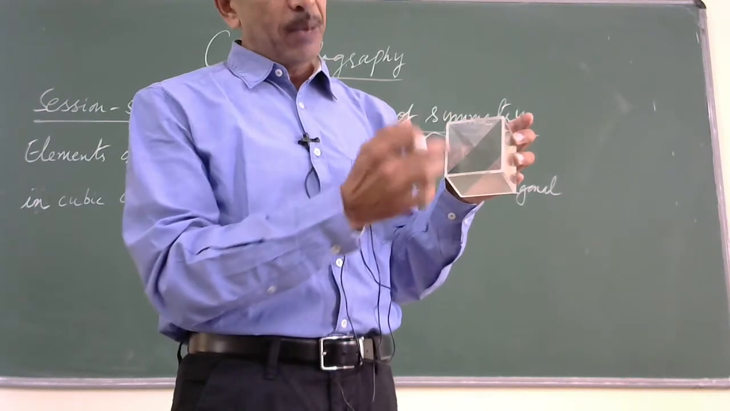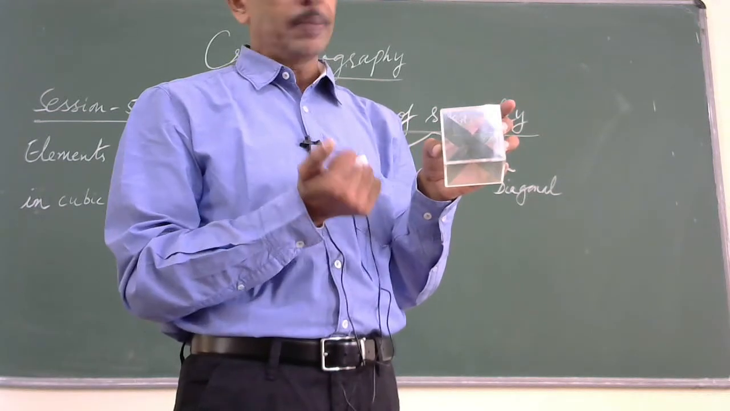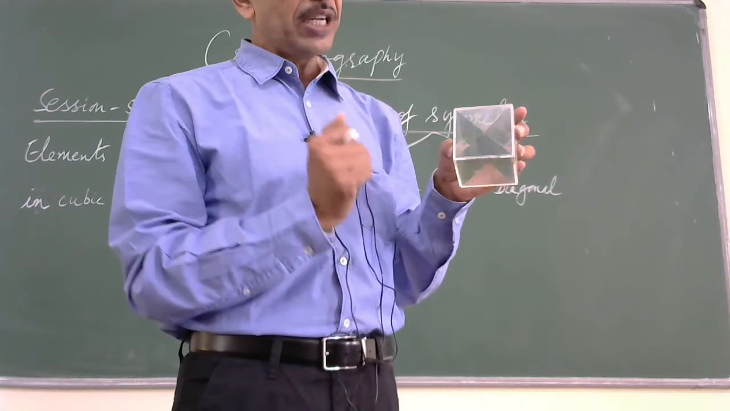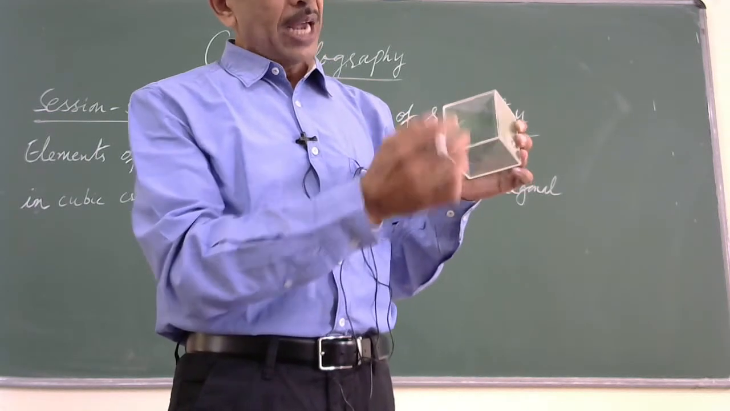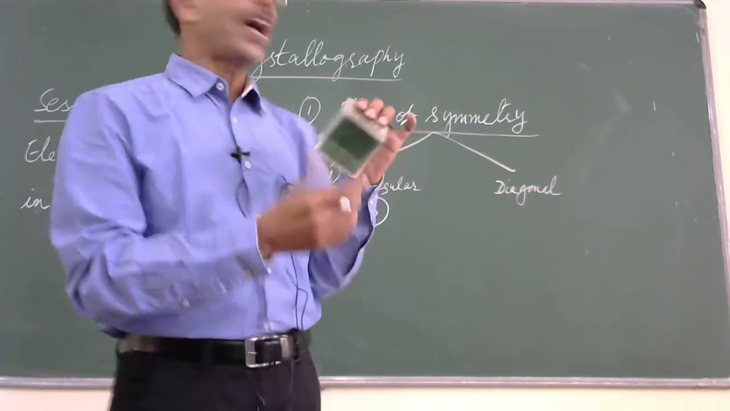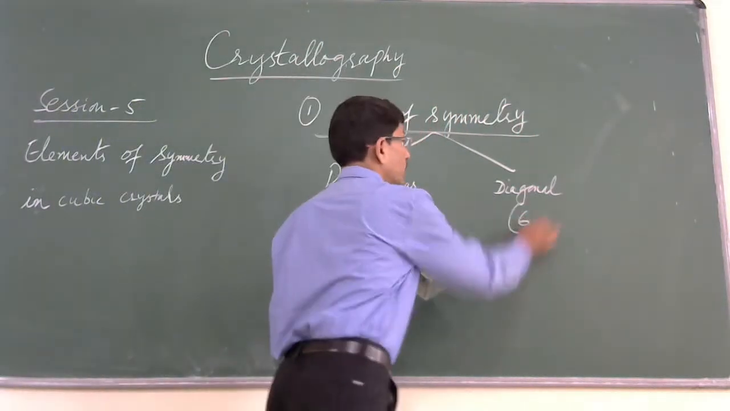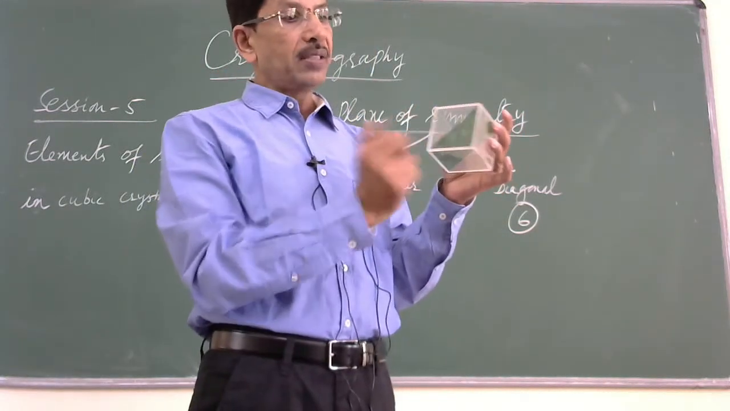So 2 diagonal planes are shown in this crystal and in this crystal. Similarly, you have 2 more planes here and we have 2 more planes here. Totally there will be 6 diagonal planes of symmetry. Out of 6 diagonal planes of symmetry, in this model only 2 planes are shown.